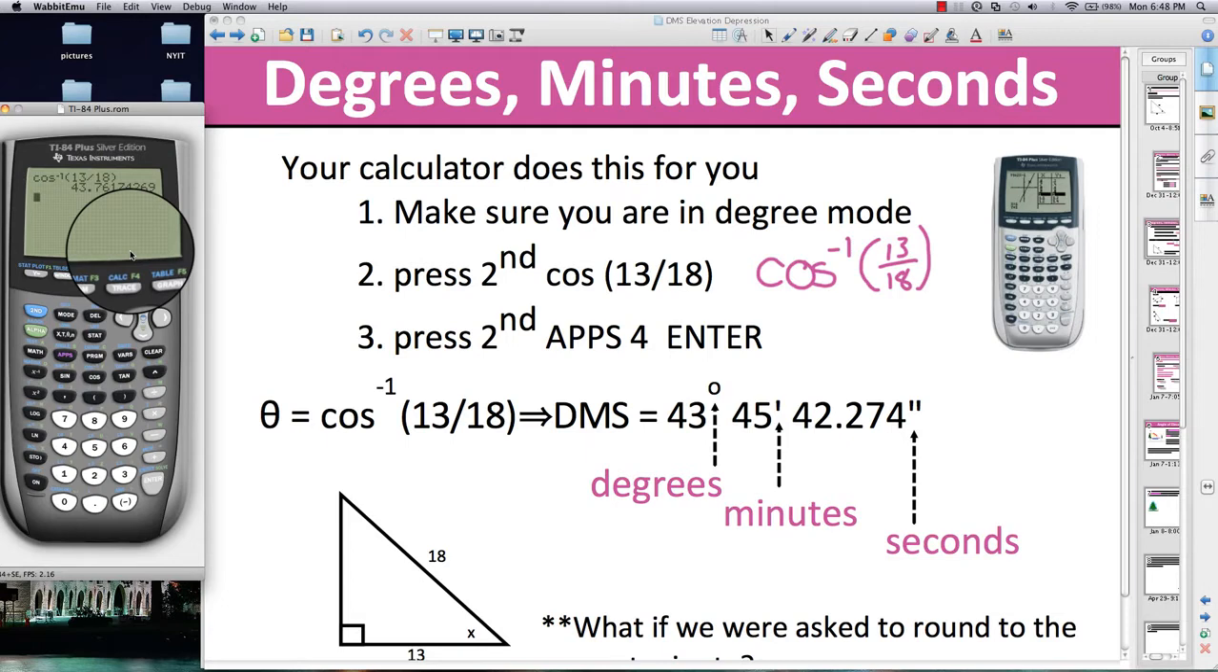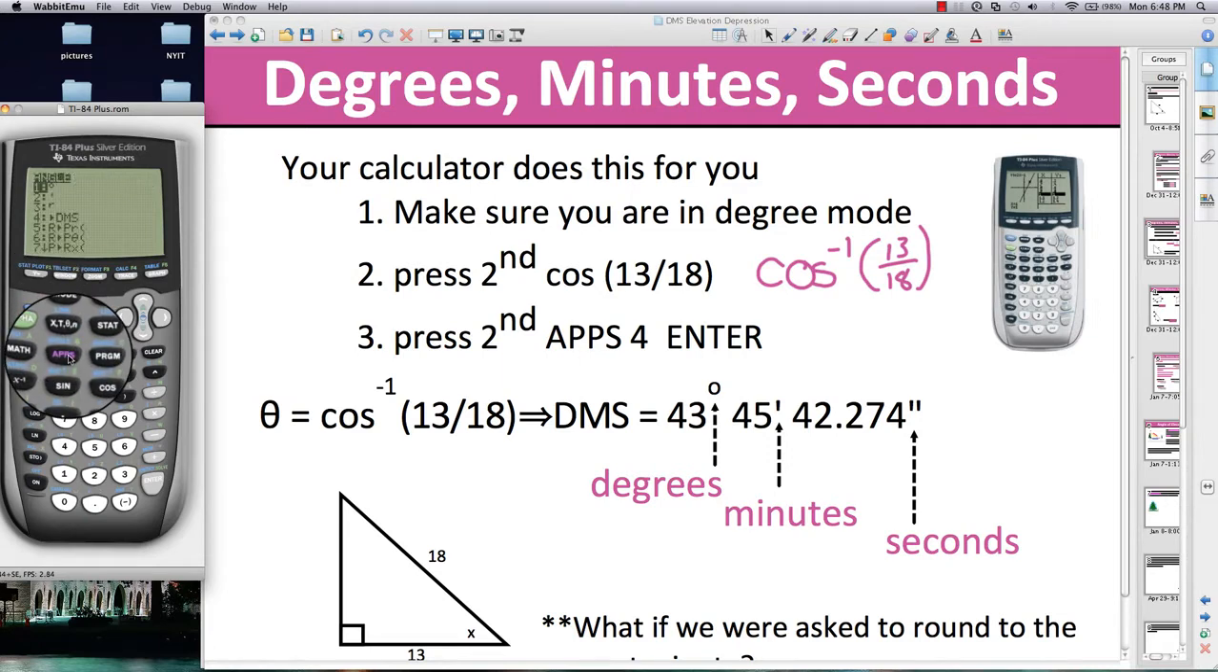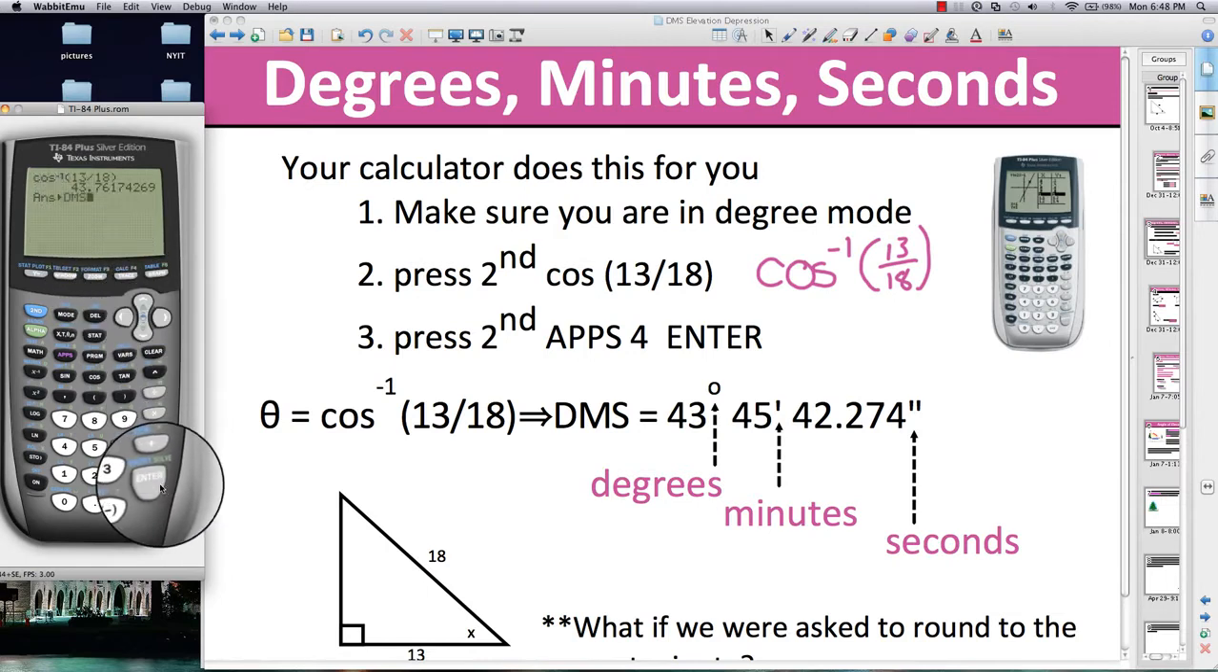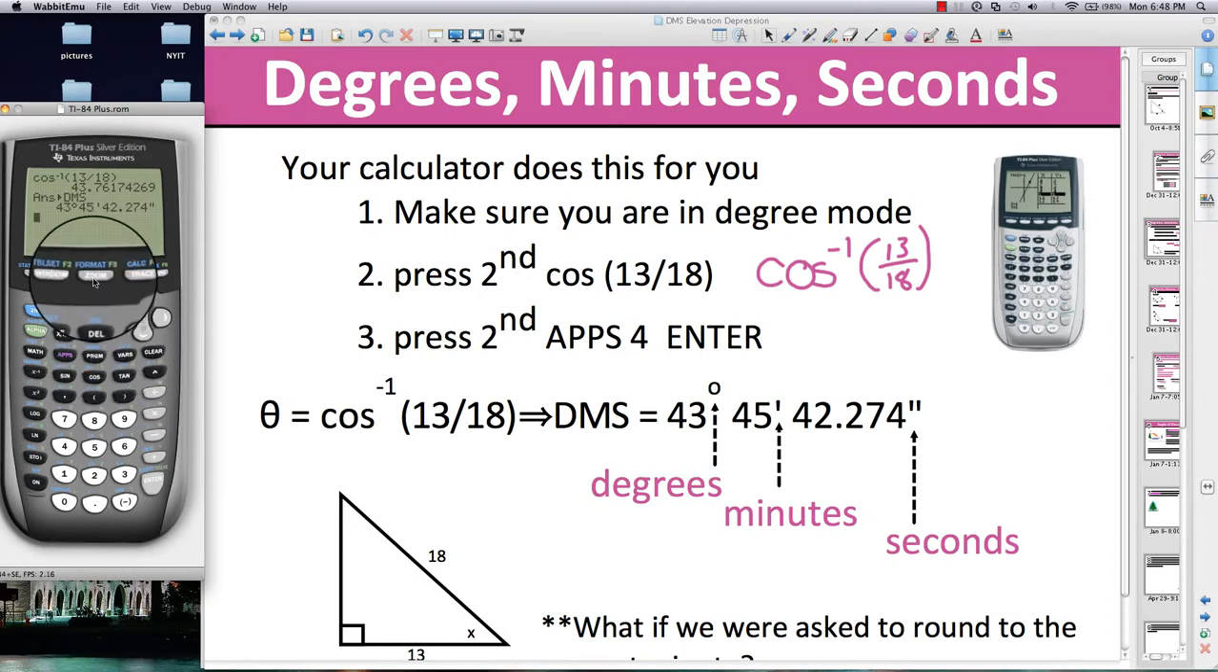Now if we convert this over to degrees, minutes, and seconds, what we're going to hit in our calculator is second apps. Then we're going to scroll down to number 4, which is DMS, and obviously that stands for degrees, minutes, seconds. Hit enter, and then hit enter again. And now it converts it over to us for 43 degrees, 45 minutes, and about 42 seconds.